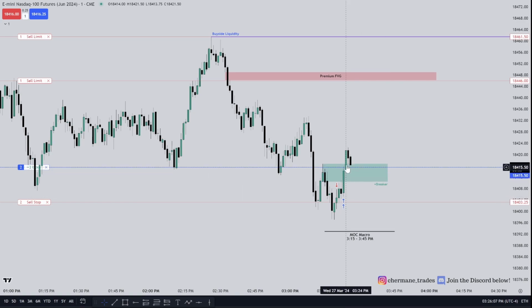So we have fair value gaps in here inside of that breaker. So that's nice. We have a market structure shift above this high when we rallied up. So that's something I like to see. This down close candle is a bullish order block. It could trade down into that. That's perfectly fine. And again, targeting premium arrays, this fair value gap. And then, of course, best case scenario target is buy side liquidity up here.